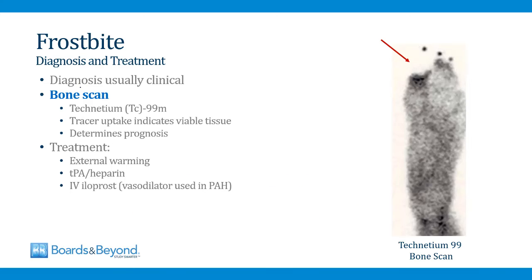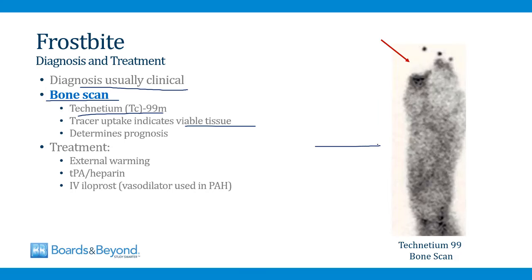The diagnosis of frostbite is usually a clinical diagnosis made by examining the patient's hands and feet. But you can use a nuclear medicine test called a bone scan to determine how severe the frostbite is. A bone scan involves injecting a radioactive substance called technetium-99, which functions as a tracer, and it gets taken up by viable tissue. So if there is no tracer uptake, then that means the tissue is not viable.